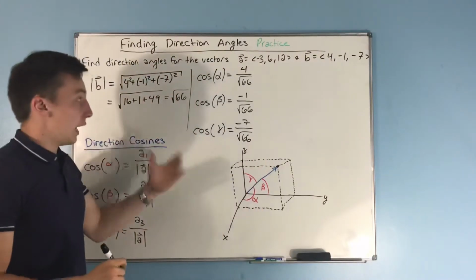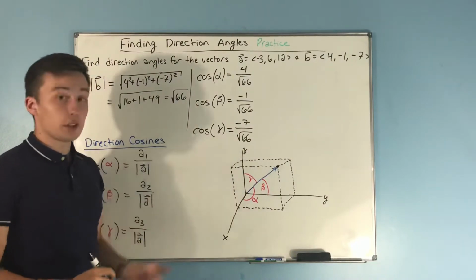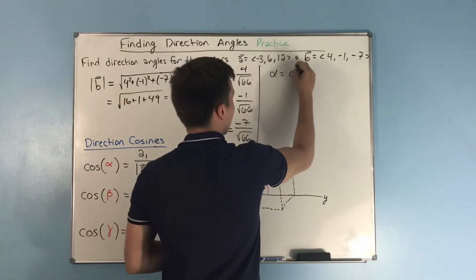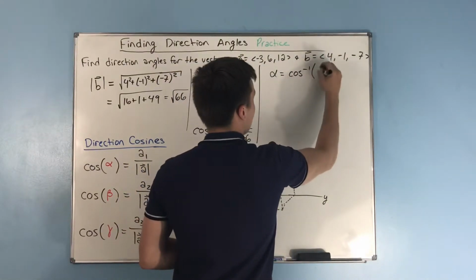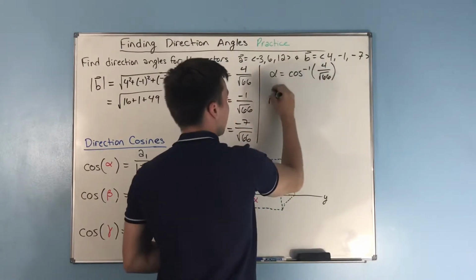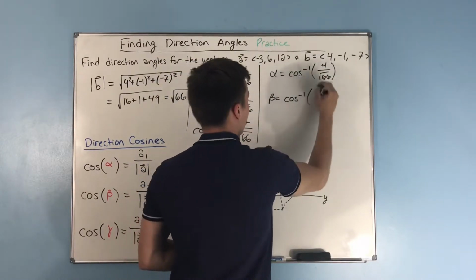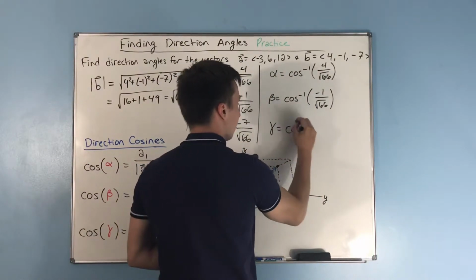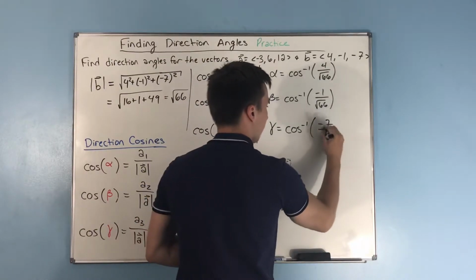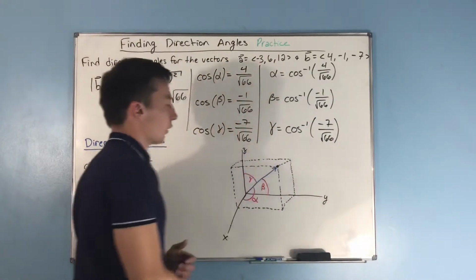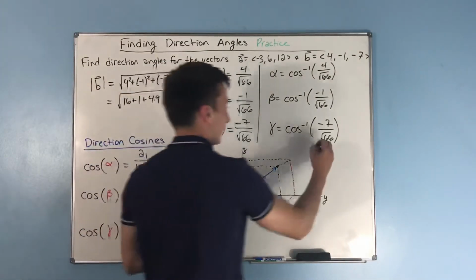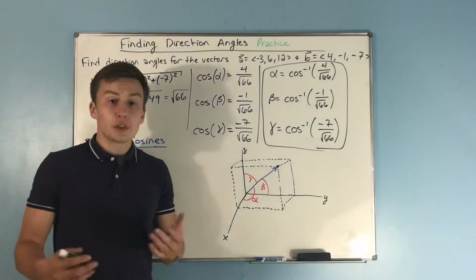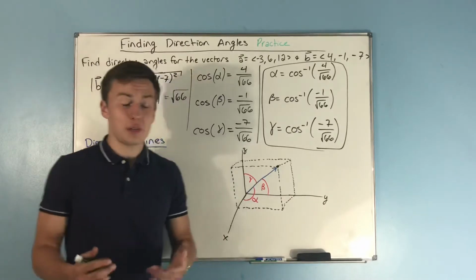All right, and now what we have to do is just take the inverse cosine, okay? So we get that alpha is equal to the inverse cosine of 4 over rad 66. We get that beta is equal to the inverse cosine of -1 over rad 66. And we get that gamma is equal to the inverse cosine of -7 over rad 66. All right, and nice, better spacing this time. There, right there, that is your direction angles. So really, that's it. Nothing too hard at all here, okay?